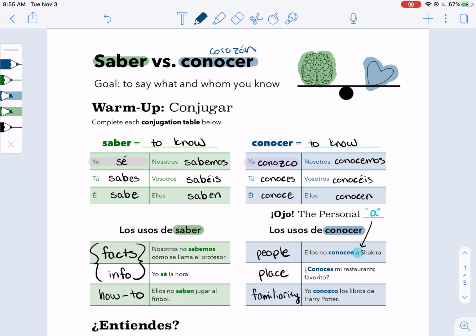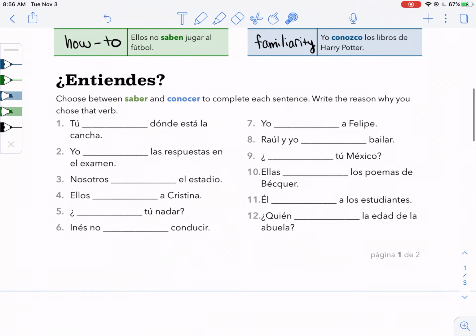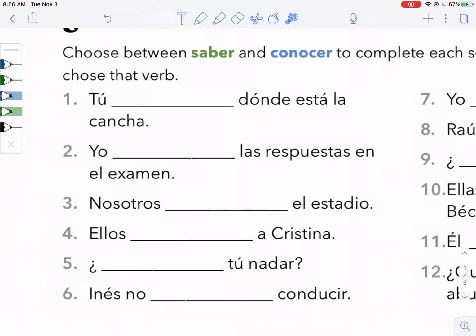But also saber, if that's head knowledge, that's cabeza, that also starts with a C. So don't let that confuse you. So there you go. Saber is head knowledge, facts, information, how to. And conocer is heart knowledge, people, places, and familiarity. So let's put them into practice. We're going to decide, do we want saber here or conocer here? And then we need to conjugate the verb, saying why we picked it.